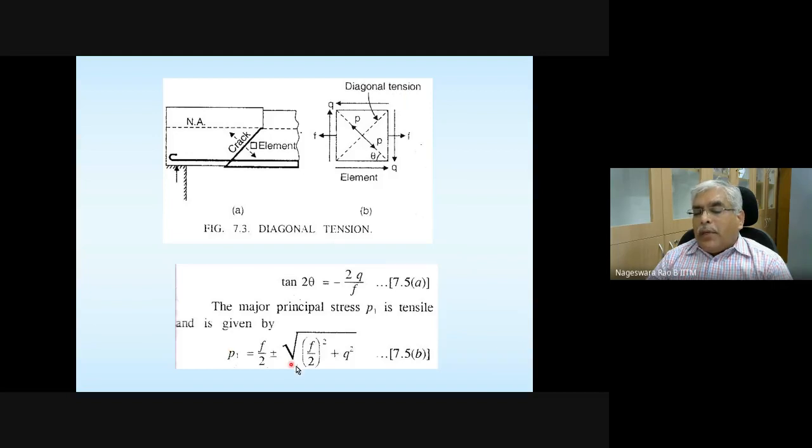Once you calculate principal stresses from the normal stresses and shear stresses at any point along the beam, you can compare the major principal stress value with the tensile strength of concrete. Once it exceeds, a crack is going to be formed such that this is the direction of the major principal stress, and the crack is going to be formed perpendicular to that.